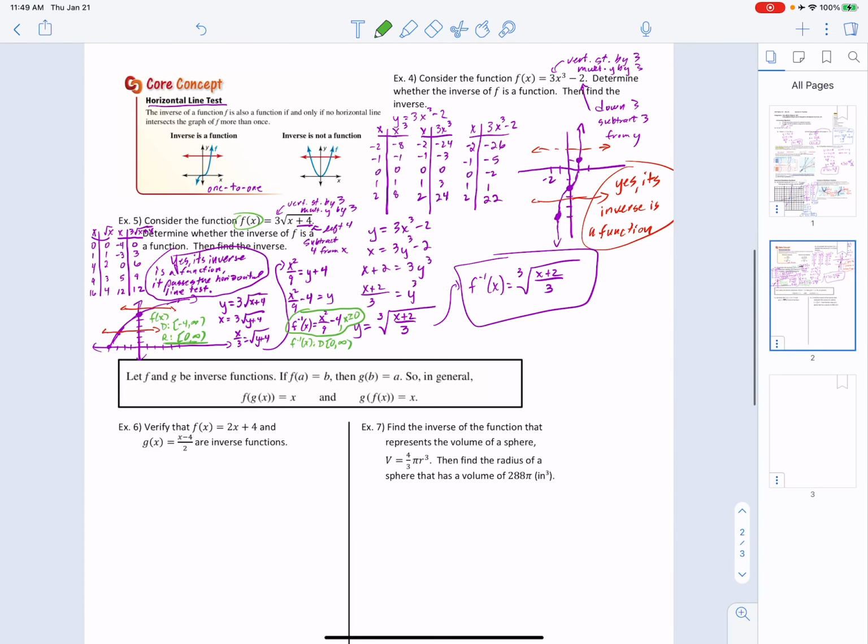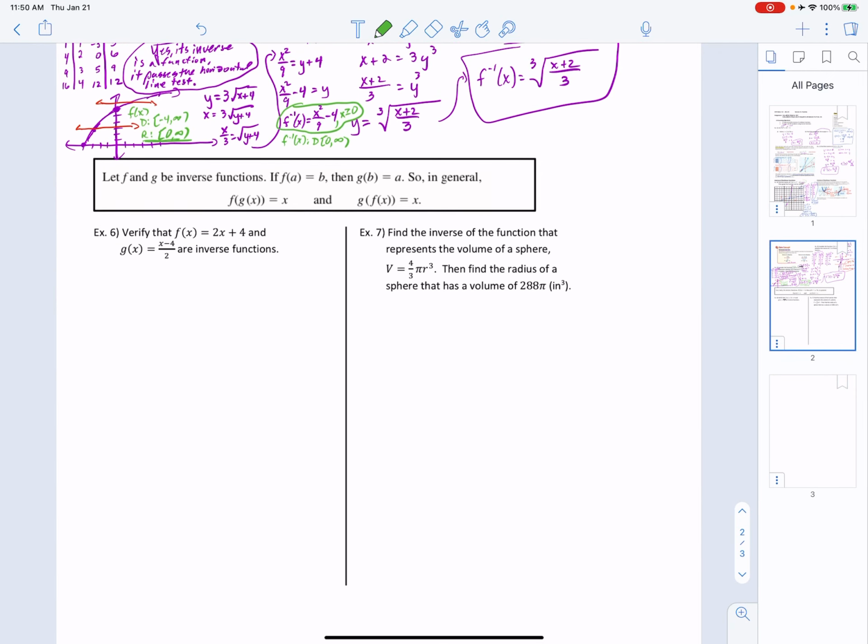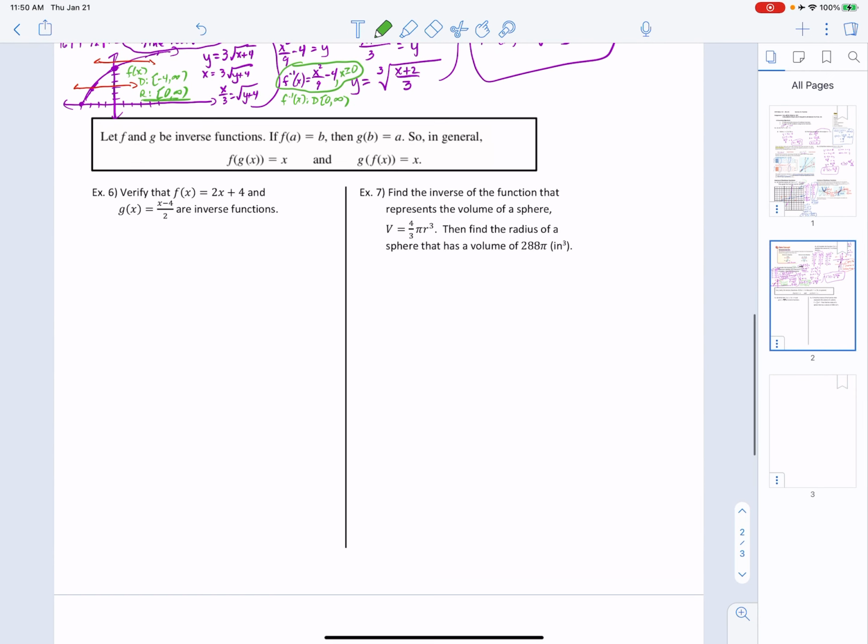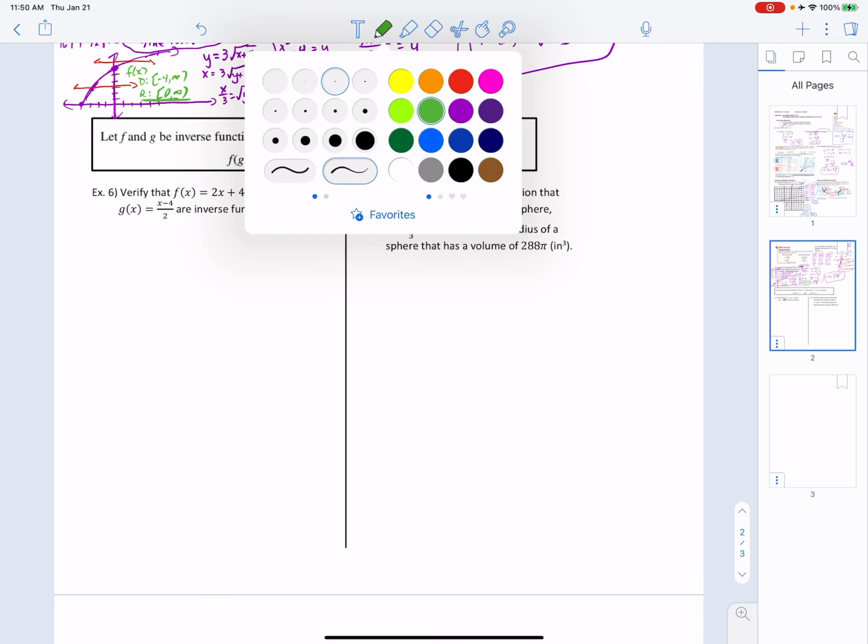All right, so we've looked at finding the equation, given one function, graph it to see if its inverse is a function, and then find the inverse. Well, if I'm given two functions, so in example 6, I'm giving 2x plus 4 and x minus 4 over 2. I want you to show me algebraically whether these are inverses or not. So you need to pay attention here.